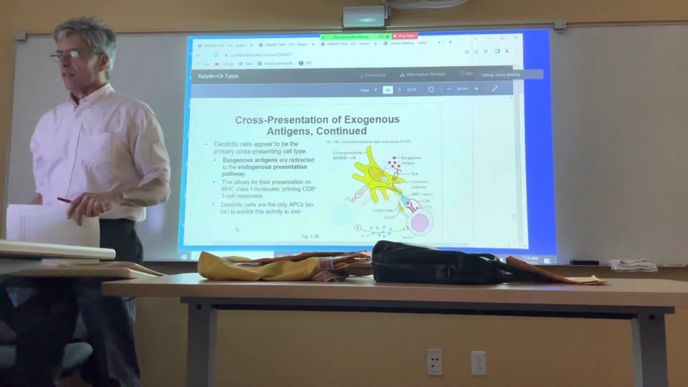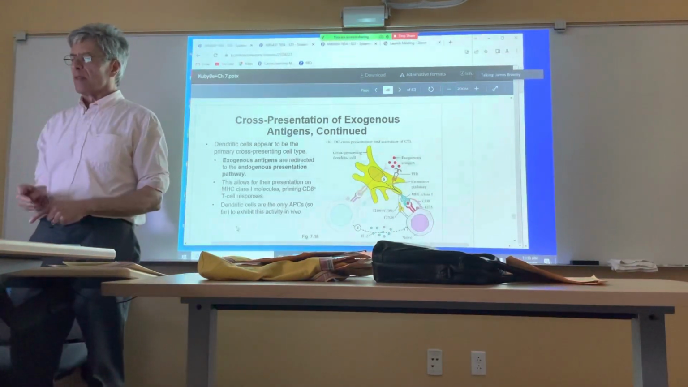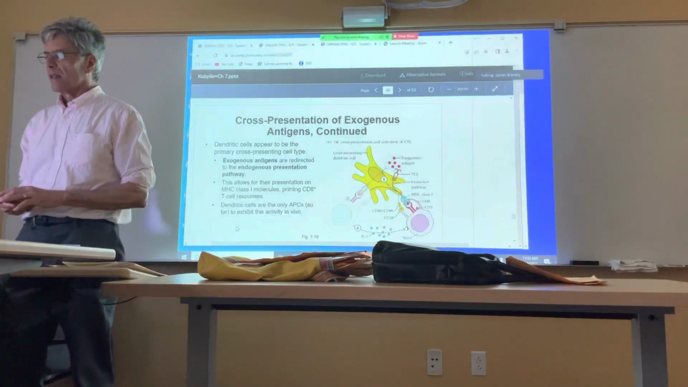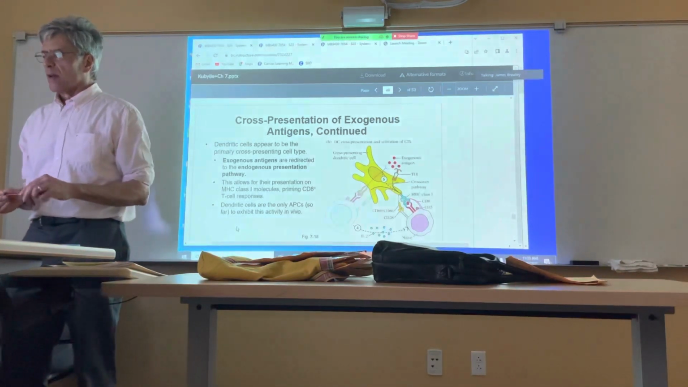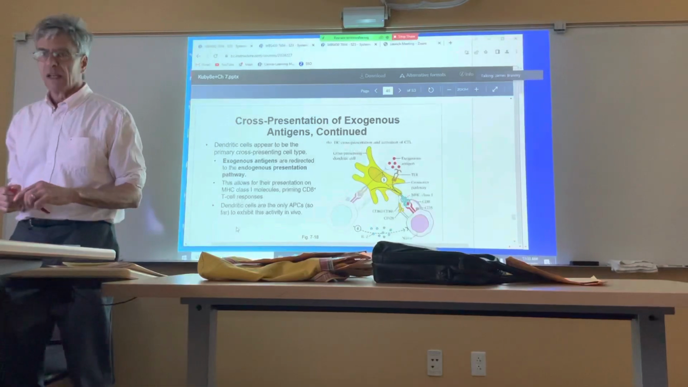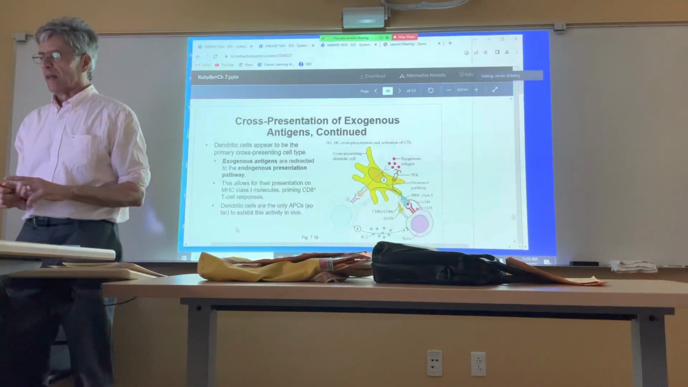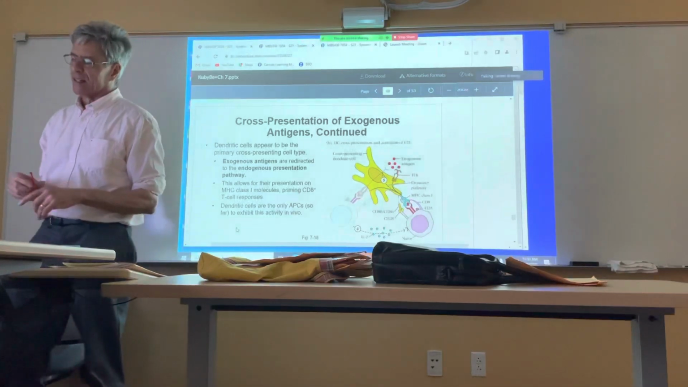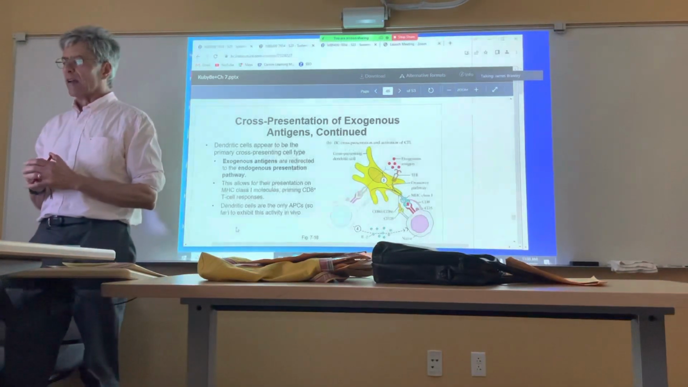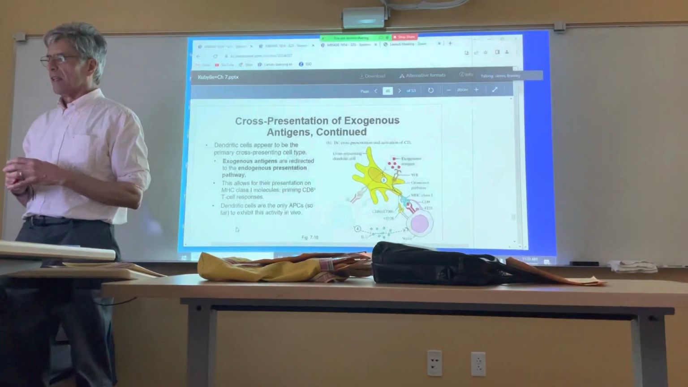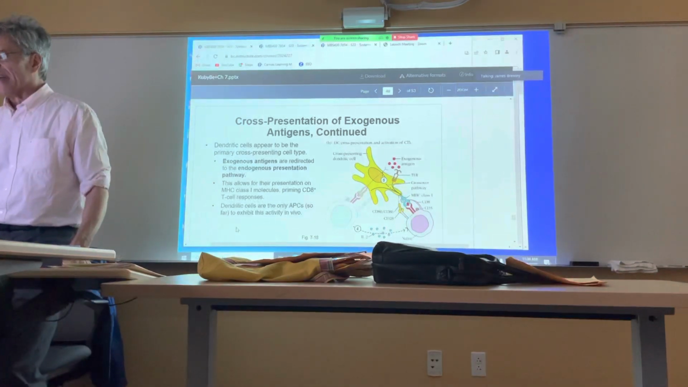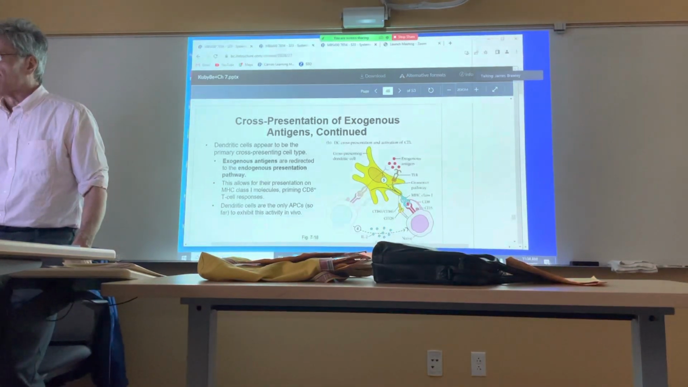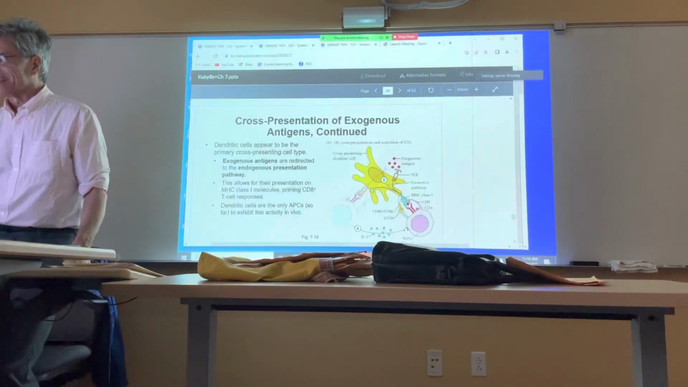So here it says it kind of avoids that controversy, saying dendritic cells appear to be the primary cross-presenting cell type. Again, exogenous directed towards the endogenous pathway, and this allows for presentation on class 1, priming killer T cell responses. And it does say here, the only APC so far to exhibit this activity in vivo. So now we have that dendritic cell, perhaps because if it's been licensed, now it's capable of killing.